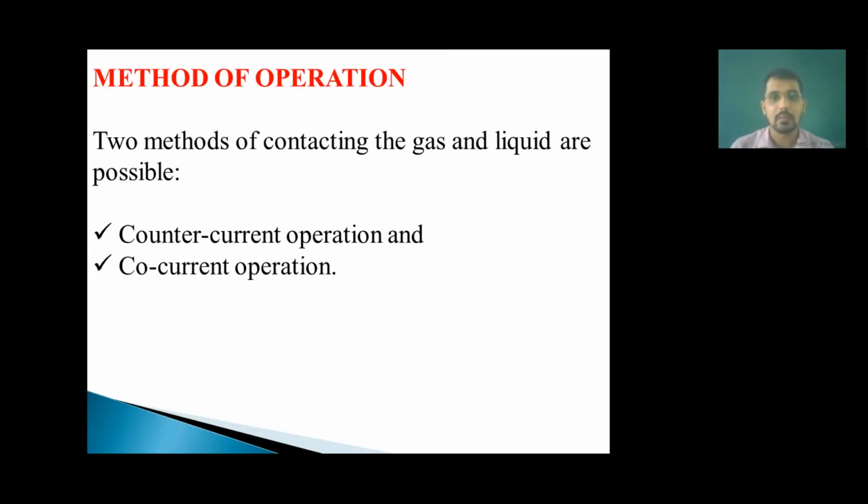Suppose there is a mixture of components A and B, and this mixture of A and B comes in contact with component C, which is in the liquid phase. So I am starting this process, that is absorption. At this time, the component A or B, which we want to remove, gets dissolved in the liquid component based on the concept of solubility.